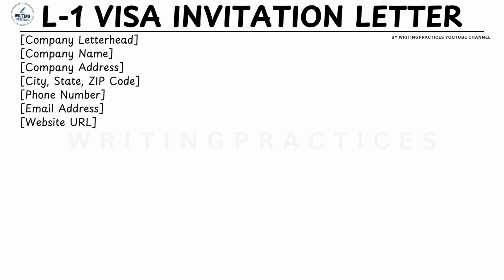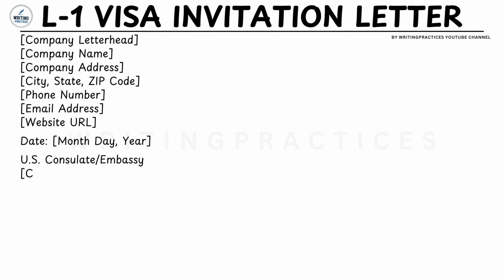Date of writing. After the sender's details, you add the date of the letter. Date. This should reflect the actual date the letter is written. Use the full format, month, day, and year for clarity. A current date helps the consulate confirm that the information in the letter is recent and relevant to the visa application process.